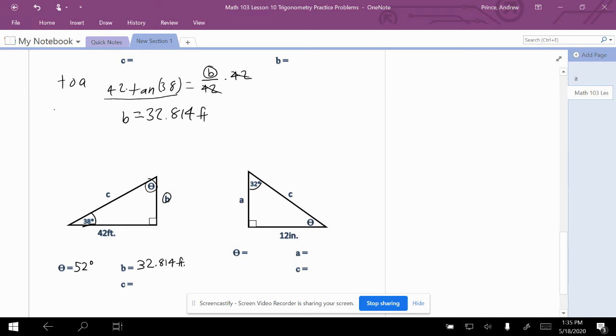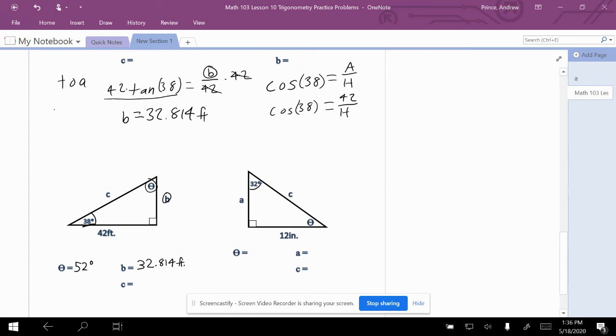Next, we'll be looking at the hypotenuse, which is C. And to keep us from doing any unnecessary rounding errors, since I did round the 32.814, let's go ahead and use our known value again. So we're going to be using another adjacent, but this time we're going to be looking for the hypotenuse. So if I'm looking for the hypotenuse and adjacent, that's going to be the cosine, CAH, cosine of 38 degrees equals adjacent over hypotenuse. So cosine 38, my adjacent is 42, but I'm looking for my hypotenuse.